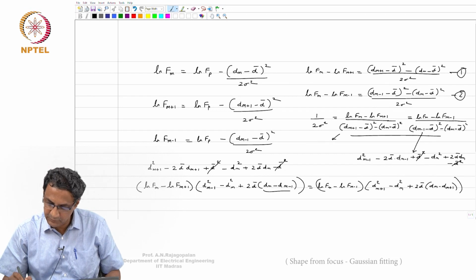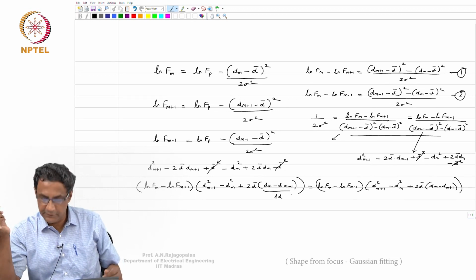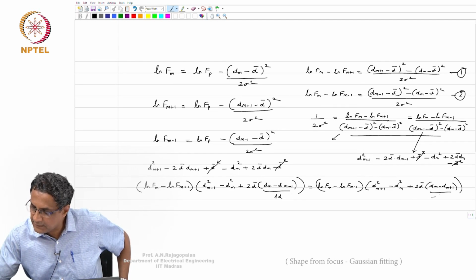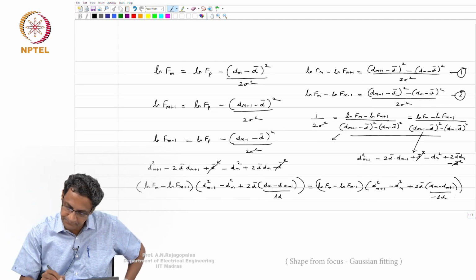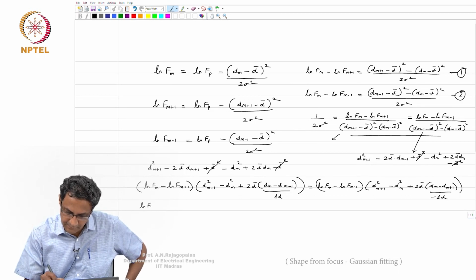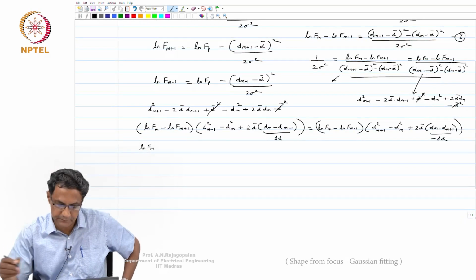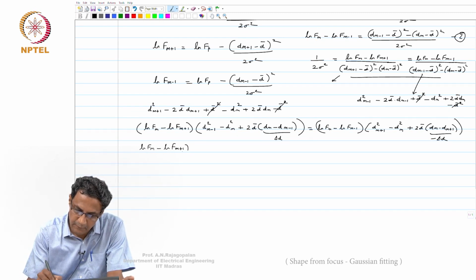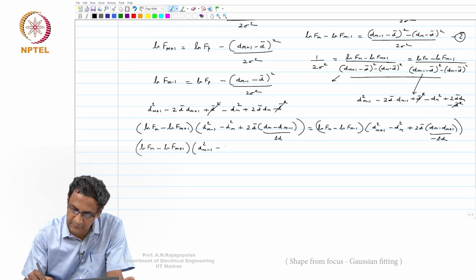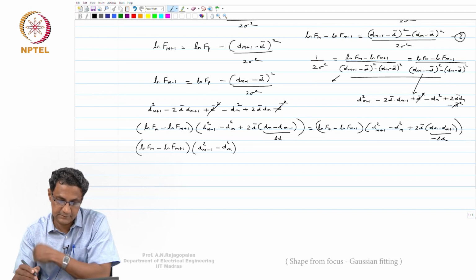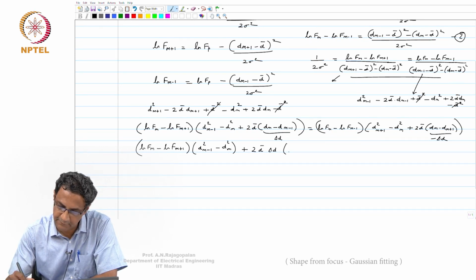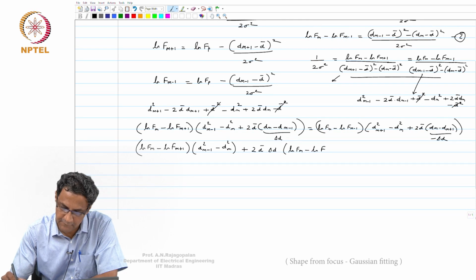So we know that dm minus dm minus 1 is simply delta d, right? m minus 1 delta d, dm is m delta d. So dm minus dm plus 1 is minus delta d, right? Therefore, what we have is ln fm minus ln fm plus 1 into d square m minus 1 minus d square m plus 2 d bar delta d into ln fm minus ln fm plus 1.